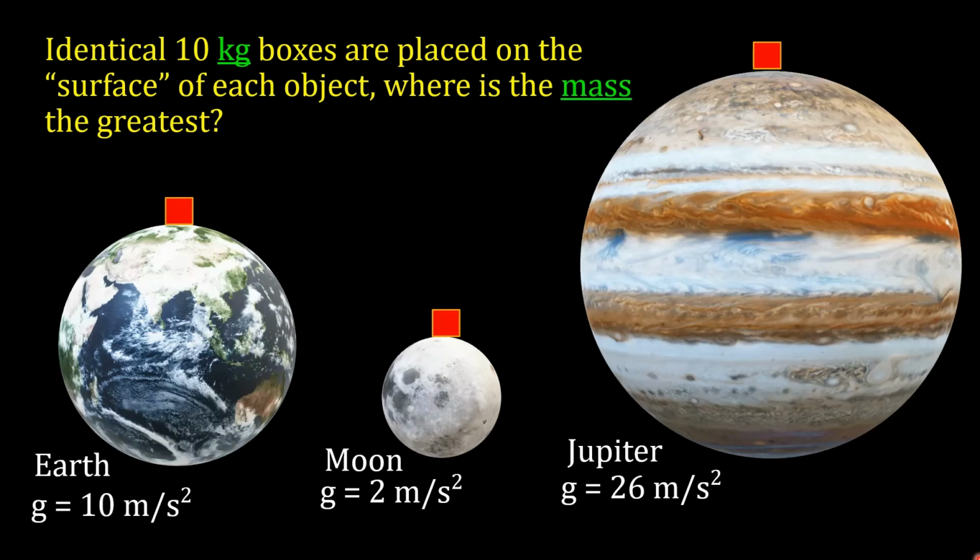The key is the word mass itself. Notice I'm using kilograms to describe the boxes. Mass we defined as the amount of stuff in an object. So you can think of it as the total number of atoms that make up the object. But the idea is that that stuff is part of the object itself. So whether you're moving it from location to location, you're not actually changing the number of atoms or the amount of stuff that's inside of it. So in answer to this question, they're all equal. There is no greatest mass at any one of these locations.